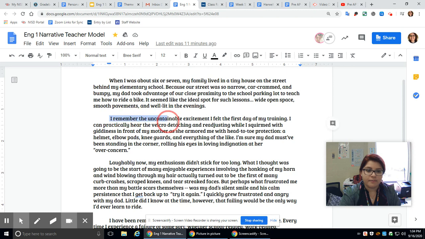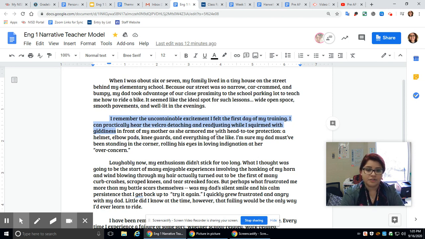Now, this sentence: "I remember the uncontainable excitement I felt the first day of my training of how to ride a bike. I can practically hear the Velcro detaching and readjusting while I squirmed with giddiness." So this idea of the Velcro detaching and reattaching, like the Velcro on the little pads, like the knee pads and the elbow pads. So when that's being written down, we can almost hear in our mind the sound of the Velcro. And that's helping your reader to understand your story and to be immersed in your story. So that's a good thing. That is one instance of sensory imagery that we have here.